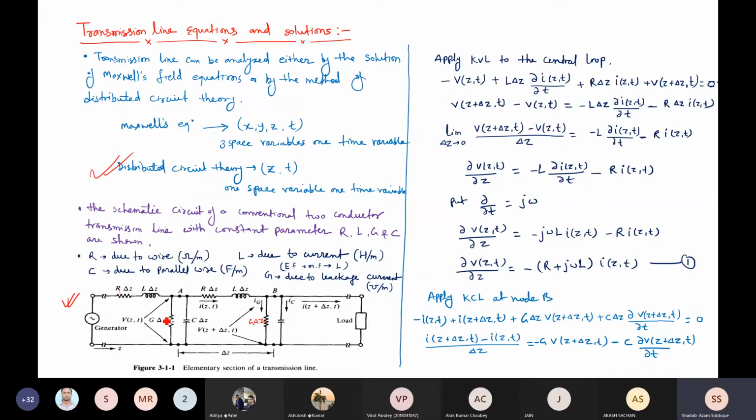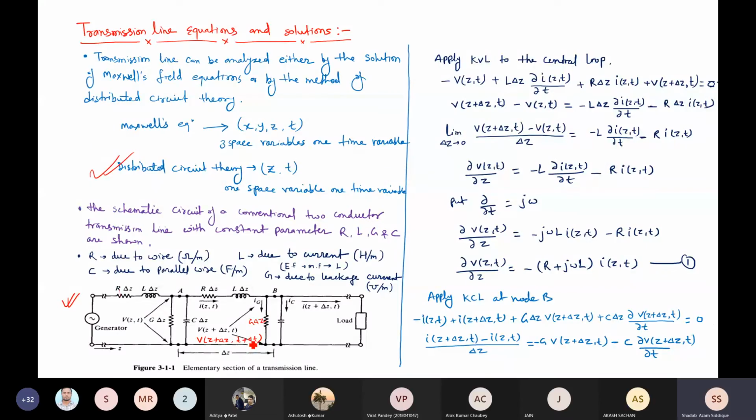So V(z,T) at point A, and at point B it will be some voltage V(z+Δz,T), because the time is also changed, but we just ignored it because it is a very small element, that is Δz. So if you want, you can take T as T plus Δz also. So this can be V(z+Δz, T+ΔT). So this is also exact analysis.